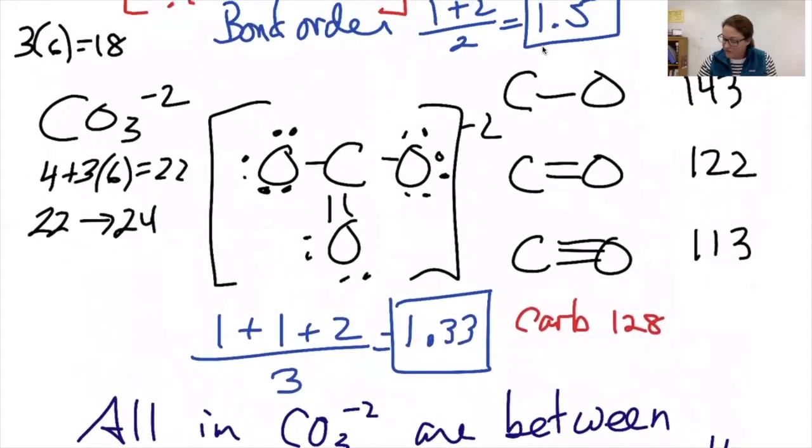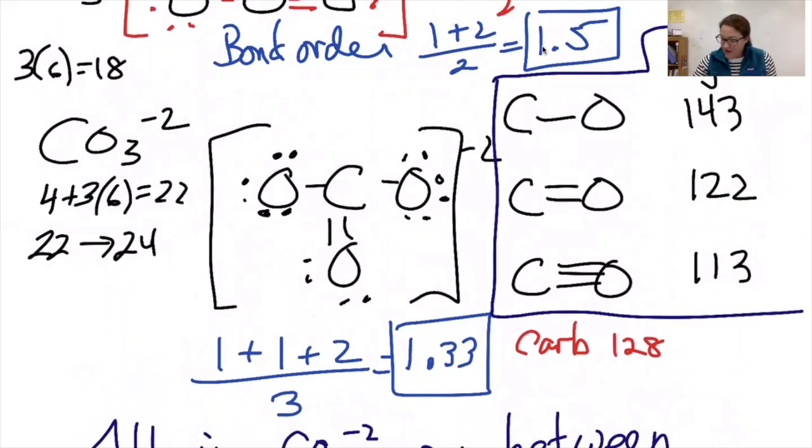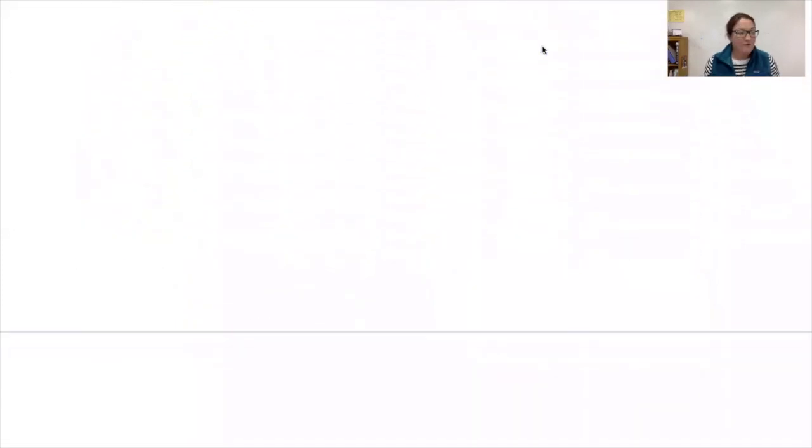In fact, if we look at some data here, the length of a carbon-oxygen single bond is 143. A carbon-oxygen double bond is 122 picometers, but the ones in carbonate are 128, which you can see are indeed in between here. So with resonant structures, you will be asked if there are resonant forms, and if there are resonant forms, to draw them. You will also be asked bond order.